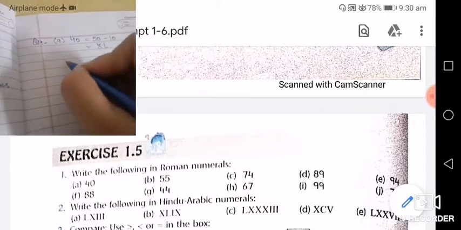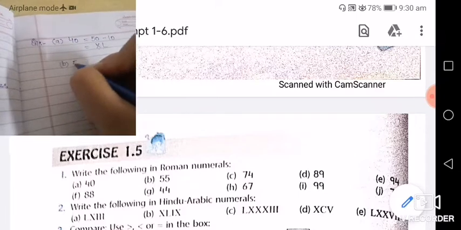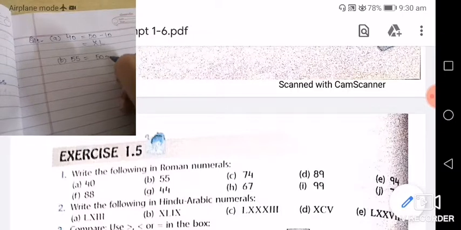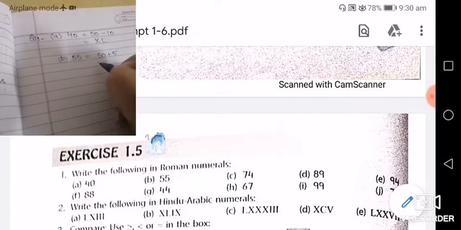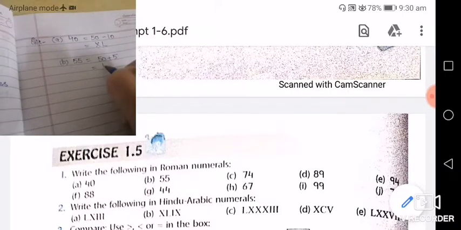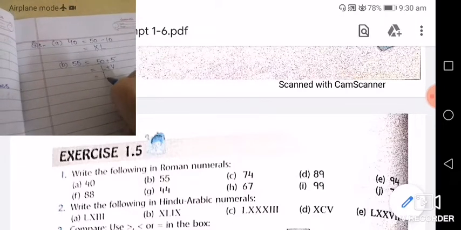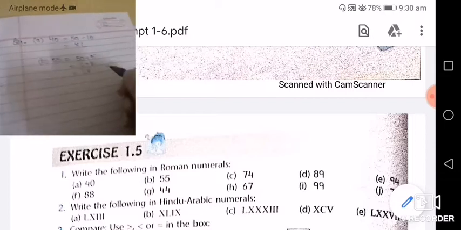Now B part. B part is 55. Now 55 can be written 50 plus 5. So for 50 it is L, for 5 it is V. So the symbol for 55 will be LV. Is that clear?